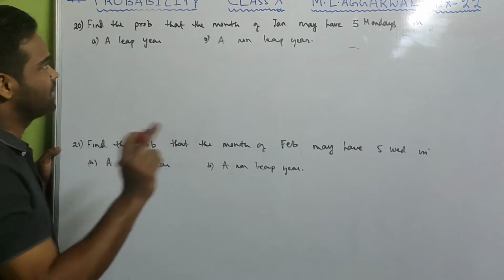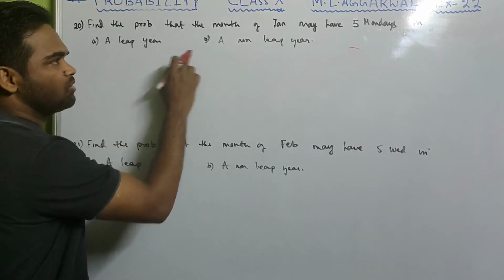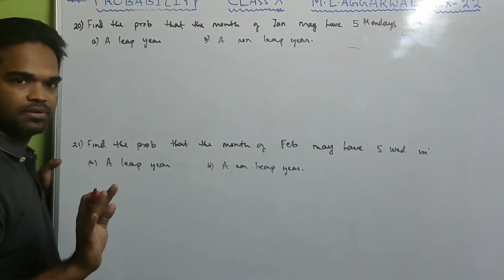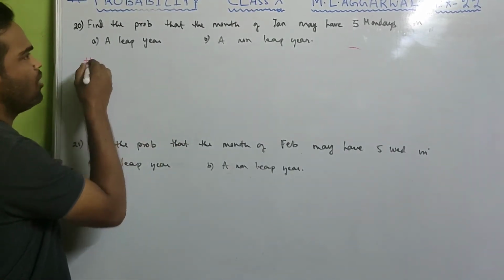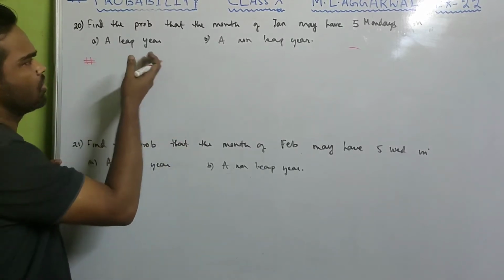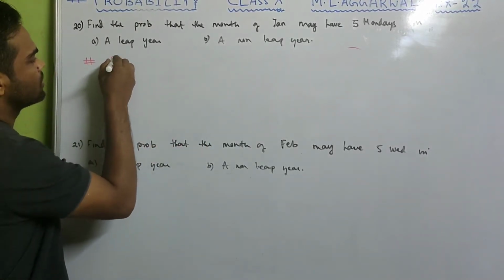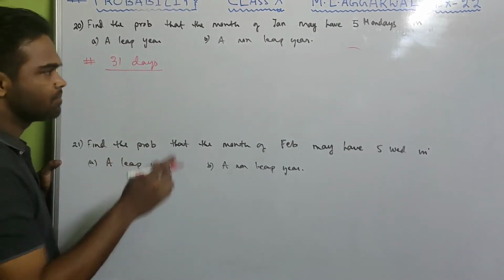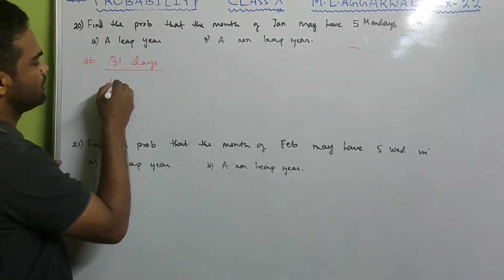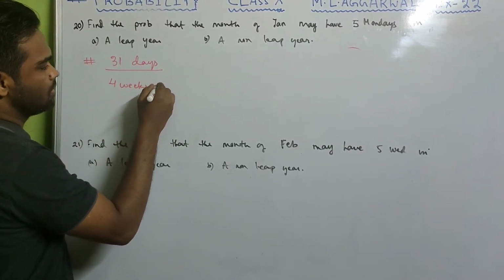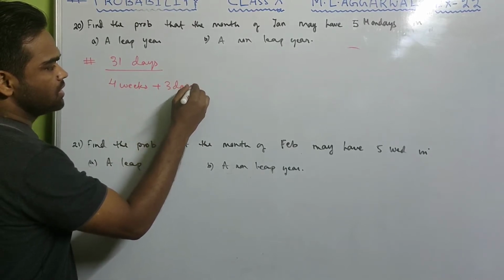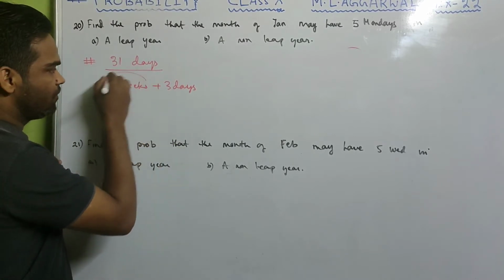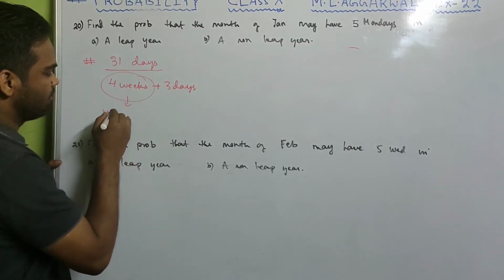Now look at sum number 20. Very interesting. Find the probability that the month of January may have 5 Mondays in a leap year or non-leap year. First thing, how many days does January have? Whether you talk about leap year or non-leap year, same. 31 days. Now, in a week you have 7 days. So 31 days means 4 weeks plus 3 days, isn't it? Because 7 4s are 28 plus 3 gives you 31. 4 weeks mean 4 Mondays.